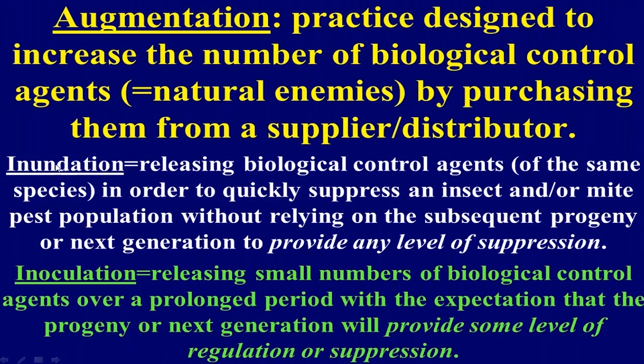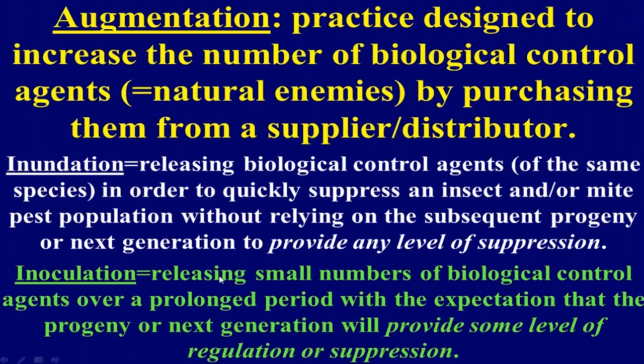Now, inundation is releasing biocontrol agents in order to quickly suppress insect or mite pest populations, and you're not relying on the subsequent progeny or next generation to provide any level of suppression. This is using biologicals similar to using an insecticide. The second approach is inoculation.